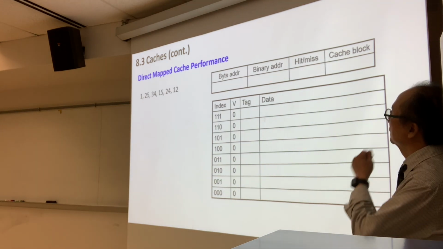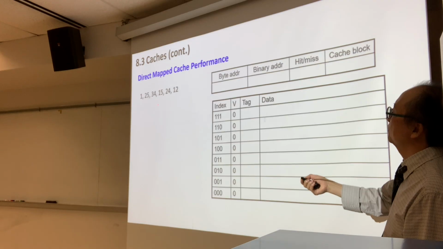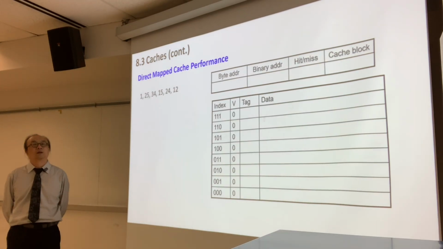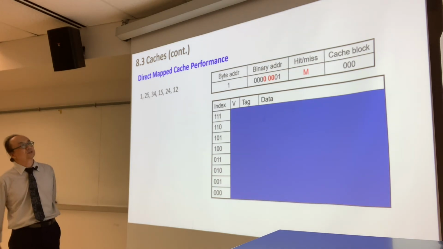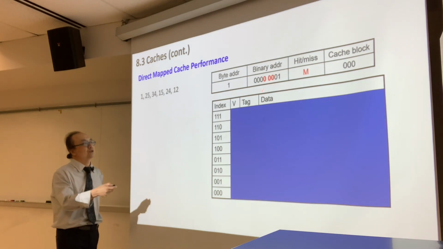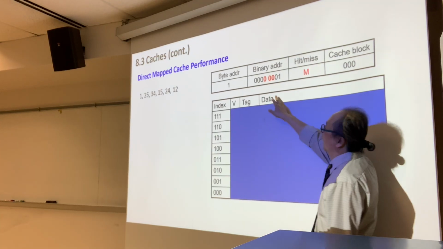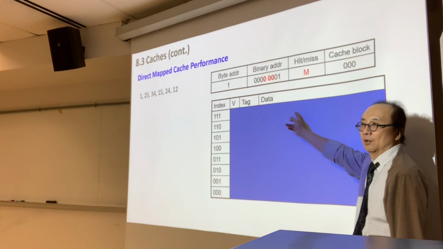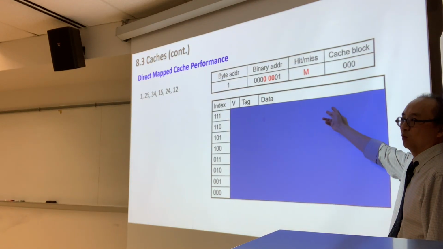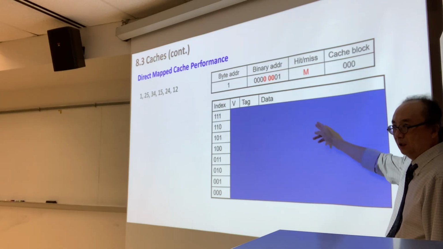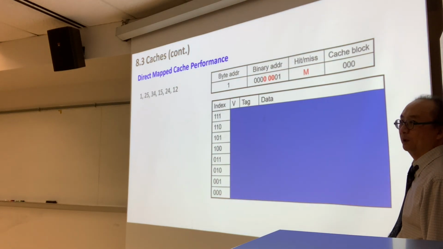Make sense? So let's do this: 1, 25, 34, 15, 24, and 12. 1 in binary is 0, 0, 0, 0, 0, 0, 0, 1. It's the first time, so it's going to be a miss. Again, the data size equals the block size equals one word; you will be given this.